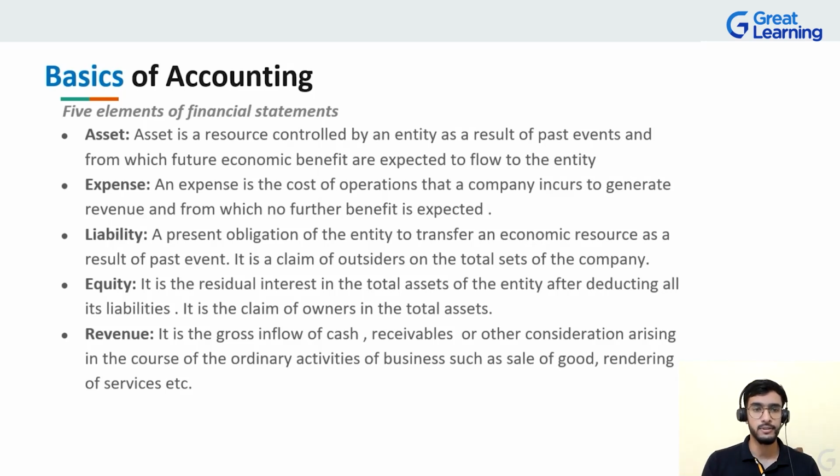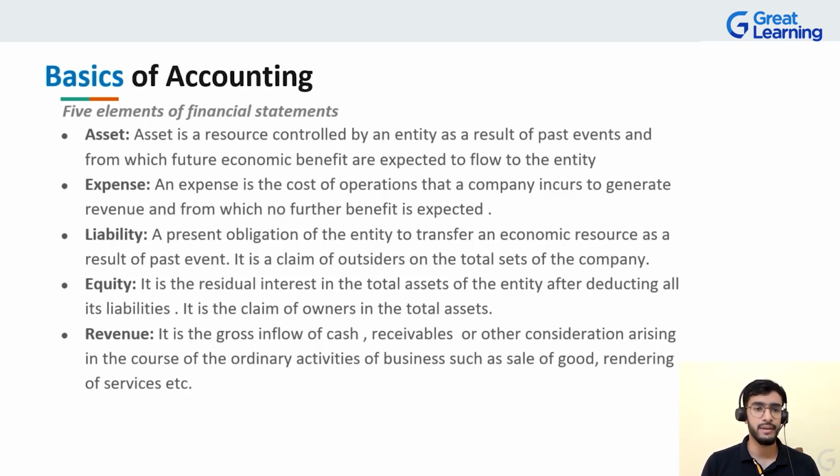Now, coming to expense. An expense is the cost of operations that a company incurs to generate revenue, from which no further benefit is expected. The difference between an asset and an expense is that in an asset there is future economic benefit, but in an expense there is no future economic benefit. An example of an expense is the rent that you're paying for the stall or the shop, or the electricity, or the salaries that you're paying to your employees. That is the kind of expense which will not have a future economic benefit.